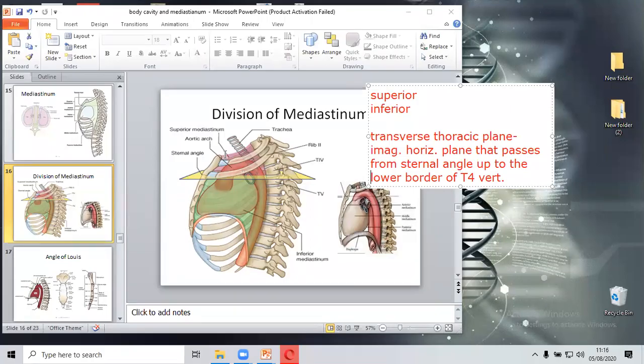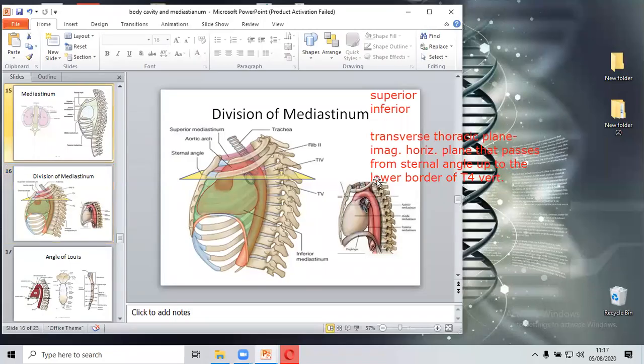Just above this plane, this pinkish color you are seeing here is the superior mediastinum. Just below this plane, this greenish color you are seeing here is the inferior mediastinum. Are you getting it here? Yes, sir.